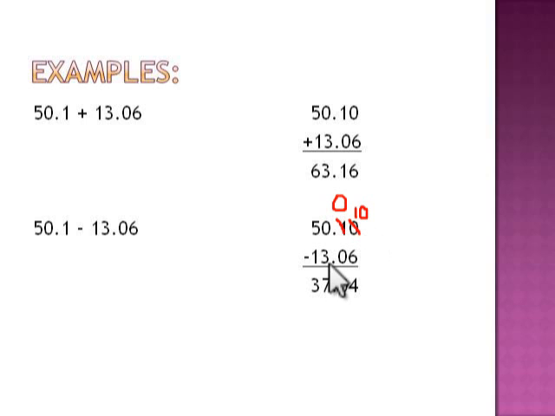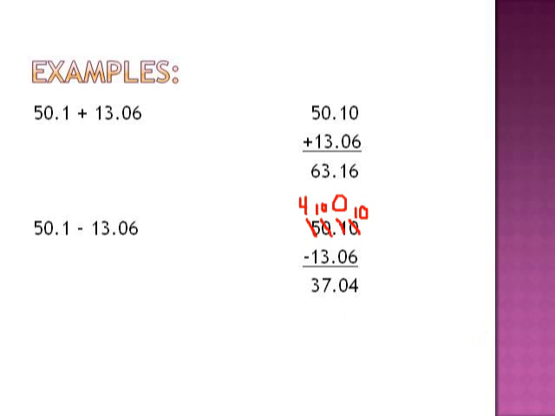Oh, we're going to have to borrow again. We cannot take 3 from nothing. So we're going to borrow 1 from the 5. We'll make that a 4. And we're going to make our 0 into a 10, because again, we borrowed one that's 10 bigger. 10 minus 3 is 7. 4 minus 1 is 3. Our final answer, 37 and 4 hundredths.